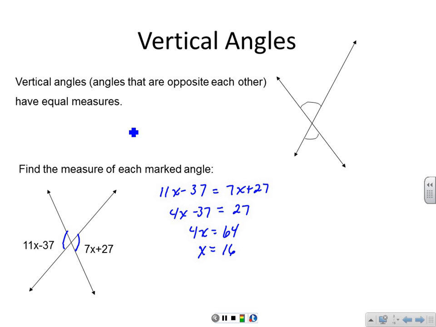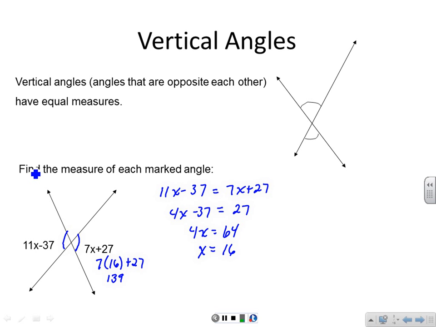Now, like we've talked about before, this is not the answer, because this is just telling us what x is. In order to find the measure of each marked angle, we're going to have to go in and plug 16 into these algebraic expressions. So we'll have 7 times 16 plus 27, and put that in our calculator. 7 times 16 plus 27, and that's going to be 139.